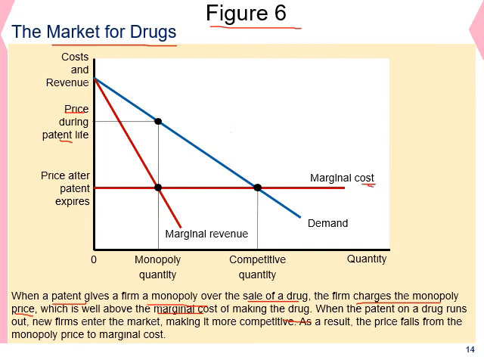But when the patent runs out, new firms will enter the market, making it more competitive. As a result, the price falls from the monopoly price to marginal cost. So if the patent runs out and new firms enter, the price will fall to this level, which is equal to the marginal cost. You can see that the monopoly quantity is way less than the quantity in the competitive market, but the price the monopoly charges is way higher than the price in the competitive market.